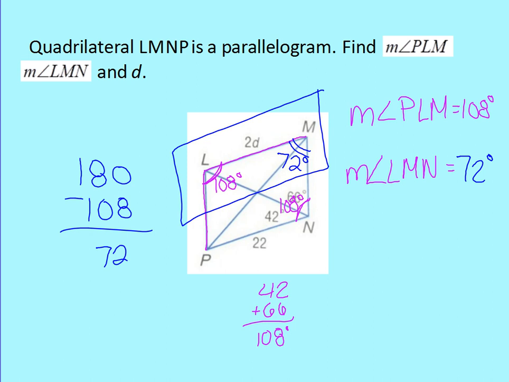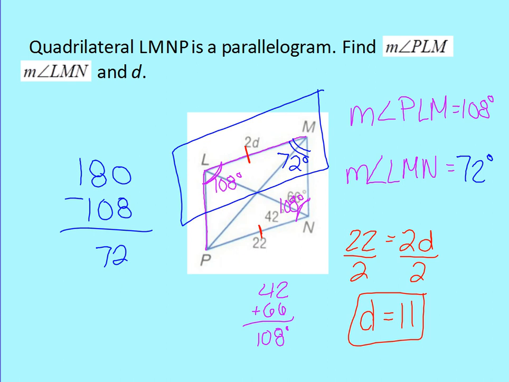We also had a property that told us that the opposite sides are congruent. So we know side LM will be congruent to side PN. Since PN has a length of 22, that means LM will also be 22. So we can set 2D equal to 22, and we just need to solve for D. Right now this is 2 times D, so we are going to divide both sides by 2, and we will get D will be 11.